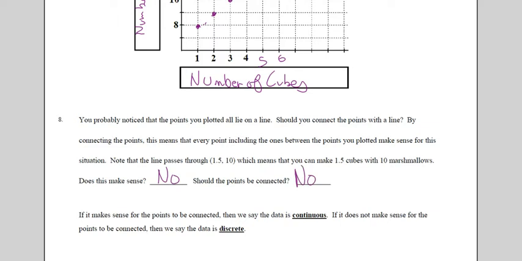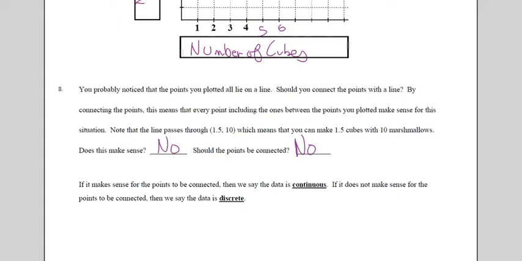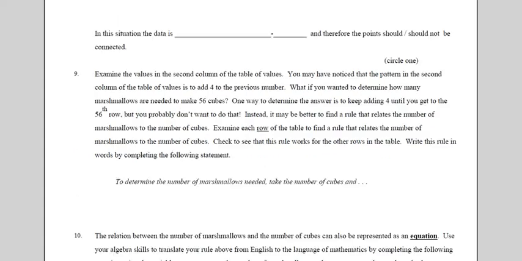So anytime we draw a graph, that's something we have to ask ourselves. Does it make sense for us to connect the points? If it makes sense for the points to be connected, then we say the data is continuous. If it does not make sense for the points to be connected, then we say the data is discrete. Okay? So we have discrete and we have continuous graphs.